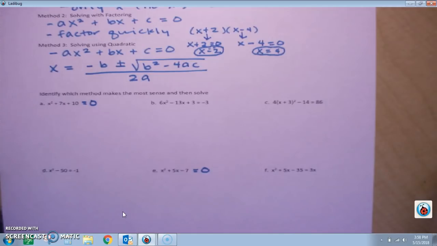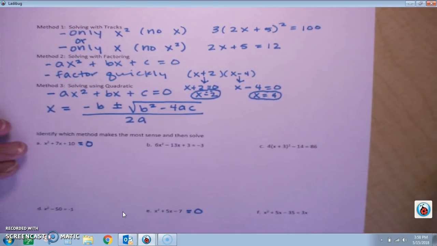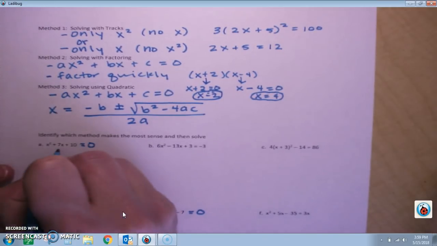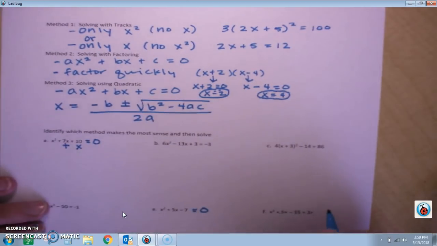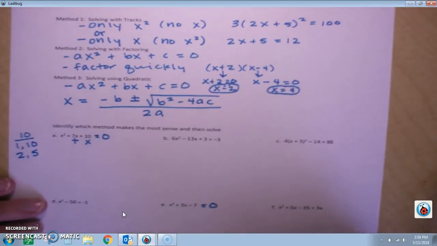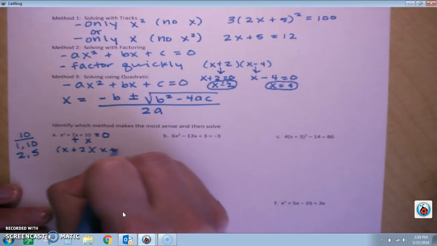So for a, I'm going to kind of go through each method and see which one fits. So I have x squared and an x. That means I cannot use method 1. And I do see that it's in standard form. So I'm going to try to factor it because that's usually quicker than using the quadratic. So remember, with factoring, we want to see what adds up to make 7, but multiplies to make 10. So I'm going to think of my factors of 10, 1 and 10, and 2 and 5. Well, 2 and 5 are the ones that add up to make 7. So I'm going to say x plus 2, x plus 5.